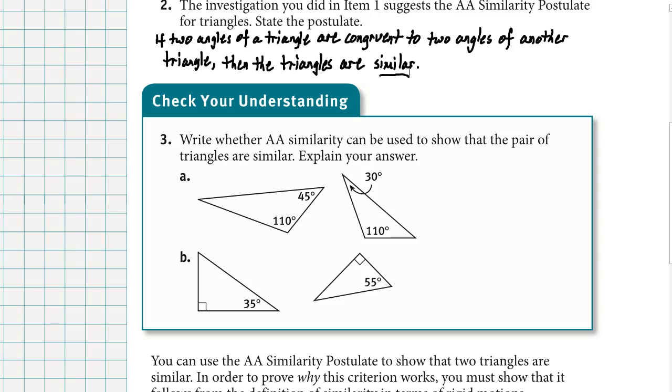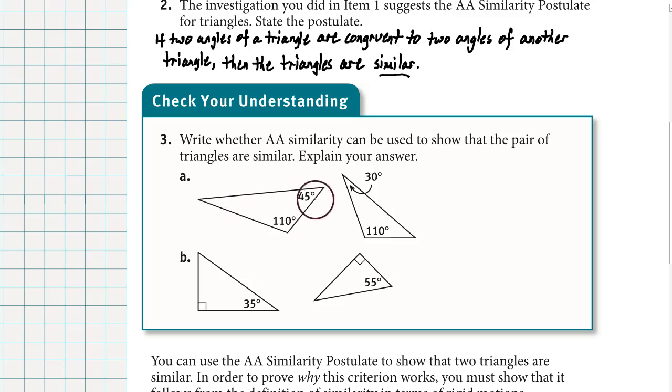Now here's a check your understanding question to test whether we're able to use this angle-angle similarity idea. Write whether angle-angle similarity can be used to show that the pair of triangles are similar and explain your answer. So there's actually two questions. Let's work question A together and then you can try question B on your own.